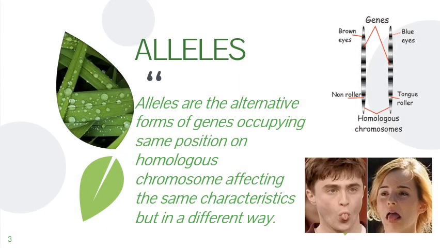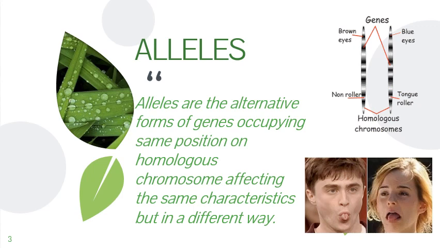Allele. These are the alternative forms of genes occupying the same position on homologous chromosomes, affecting the same characteristics in a different way. Now there are two types of alleles. One is the dominant allele and the other is the recessive allele. Out of two alleles of a gene, one is dominant, that is superruling, and the other is recessive, which is subordinate, or you can say submissive.